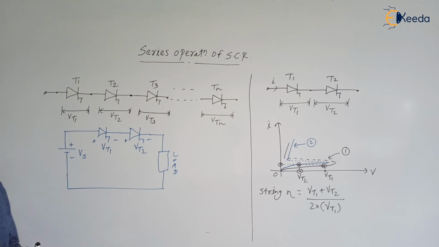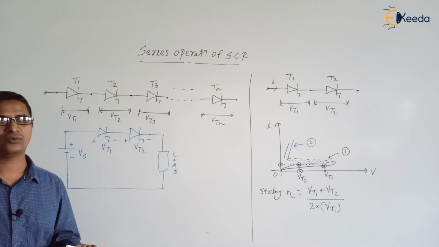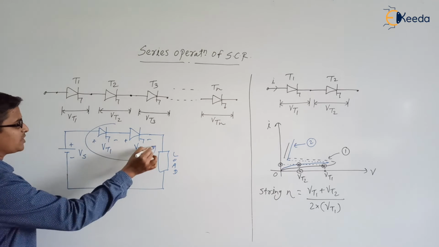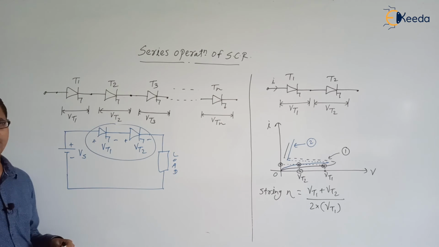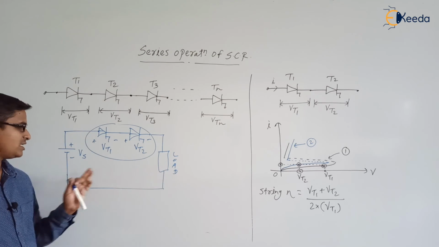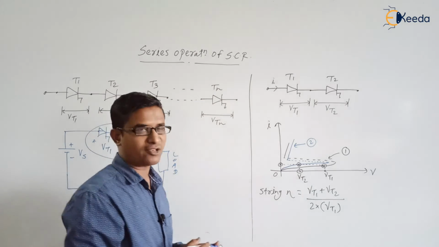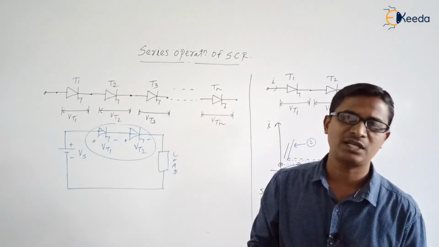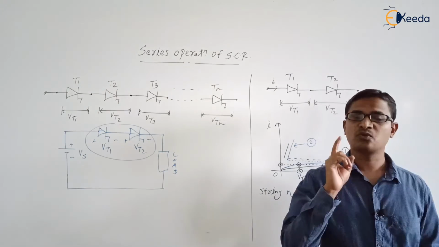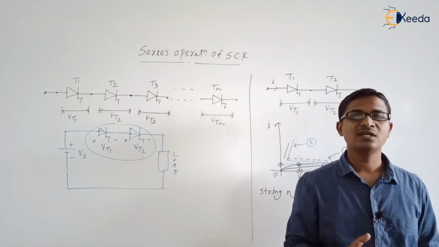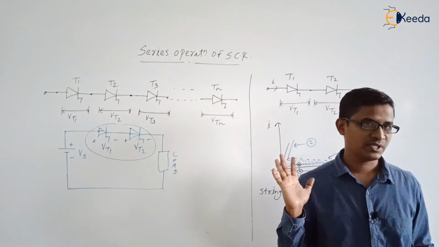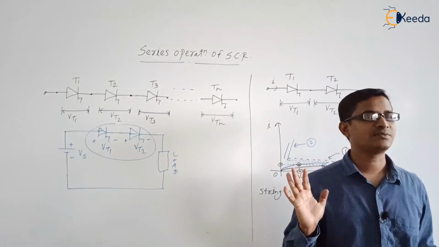Because during the forward blocking mode, SCR is characterized by low current and high voltage. When SCRs are in the off state, this voltage VT1 plus VT2 should be equal to Vs. When SCRs are in the on state, these two act as a short circuit, so load voltage is equal to Vs. So be careful when SCRs are connected in series, at that time we need to concentrate on the forward blocking mode, because the SCR string should be able to block that much voltage. For that we need to connect the SCRs in series. Are you getting the point?